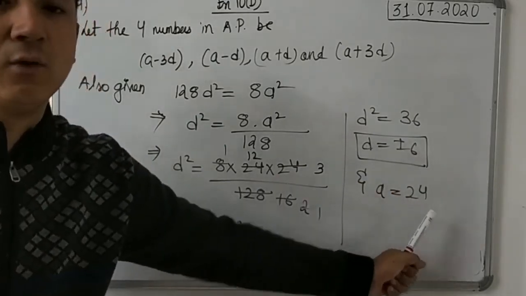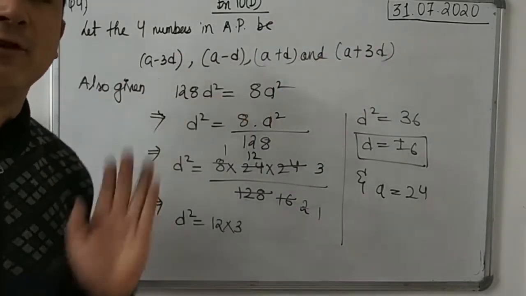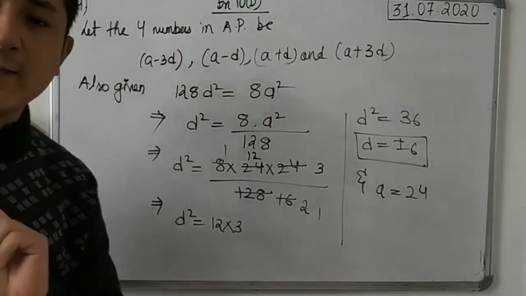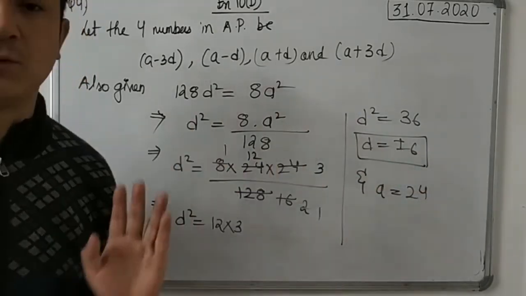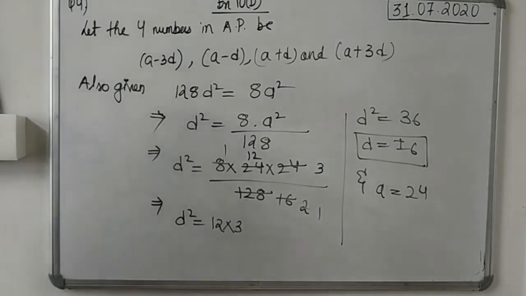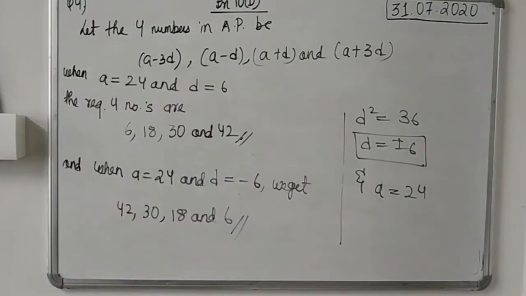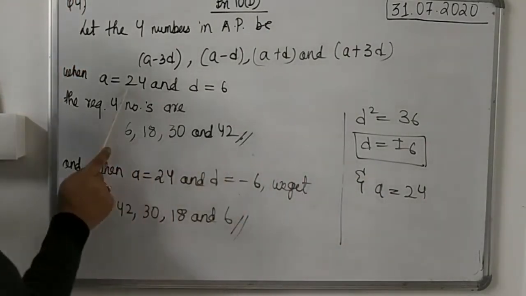A equals 24 and D equals plus or minus 6. Using these two, we'll find the 4 different values whose sum will be 96. There will be 2 cases: one when D equals plus 6, the second when D equals minus 6. Now we'll write the final required numbers. Pause the video and note it down. There were 2 cases I was mentioning. When A equals 24, D equals plus 6.